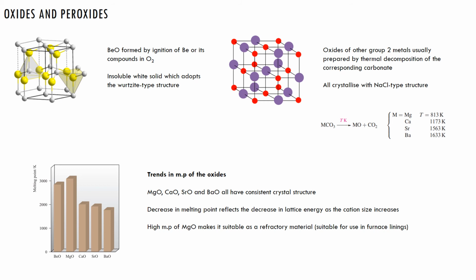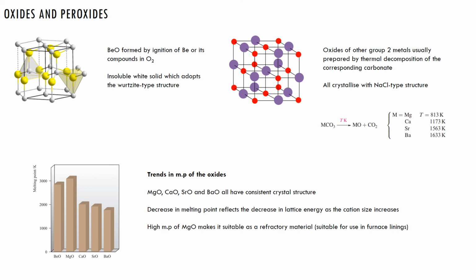So just to talk about the oxides and the peroxides, beryllium oxide is formed by ignition of beryllium or its compounds in oxygen. And it's an insoluble white solid, and it adopts the wurtzite structure. So again, there's an example of beryllium kind of going it alone and needing to be different. The oxides of all the other group 2 metals are usually prepared by the thermal decomposition of the corresponding carbonate, and they all crystallize with the sodium chloride structure.